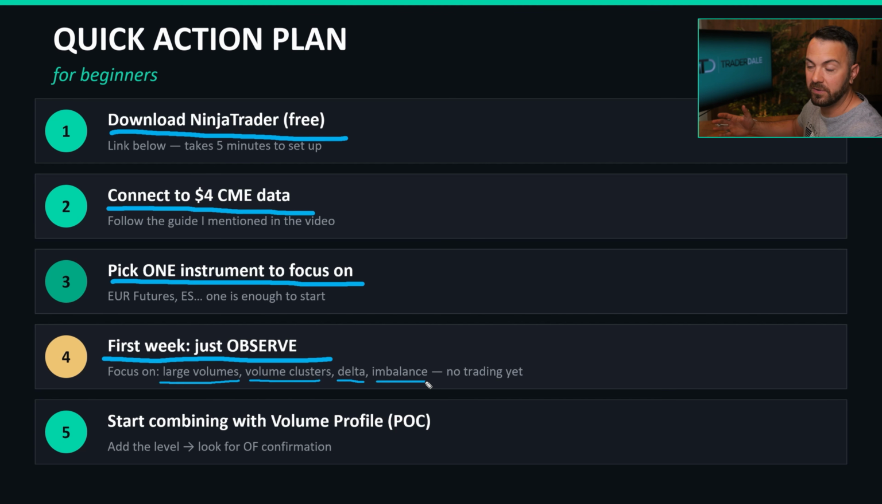Okay, just observe, get to know the market which you chose, get to know order flow and those things that I showed you today. And then start combining with volume profile or with a point of control that the volume profile shows. And when the price reaches the point of control, then you want to look for the order flow confirmation. All right, so that's the quick action plan.